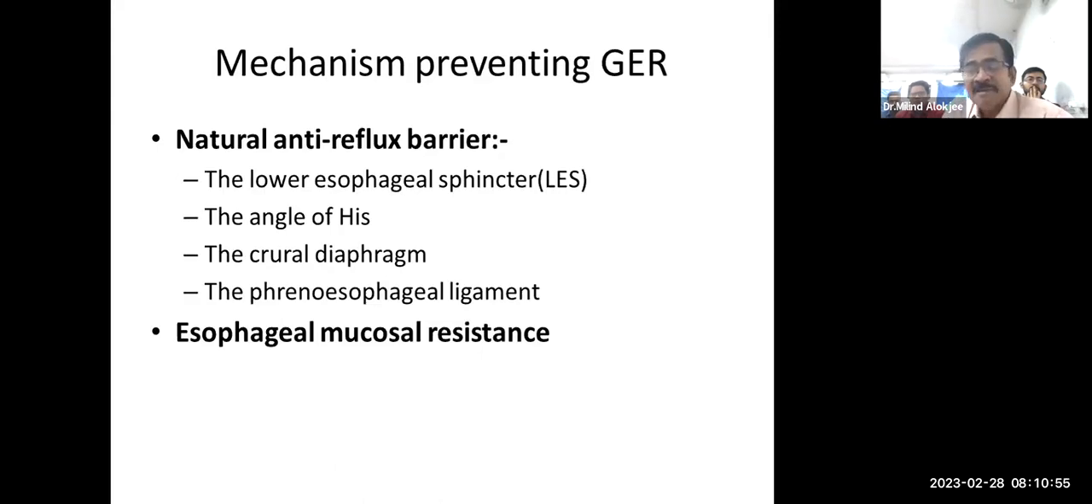So what are the normal mechanisms which prevent gastroesophageal reflux? There are some normal anti-reflux barriers, like the lower esophageal sphincter. The angle of His is the junction between the cardiac end of the stomach and the esophagus. The crural diaphragm, which forms the esophageal hiatus, plays some role in preventing reflux. The phrenoesophageal ligament is another important structure which also helps in prevention of reflux. And the esophageal mucosal resistance, which is lined by squamous cells, provides some resistance against acid reflux.